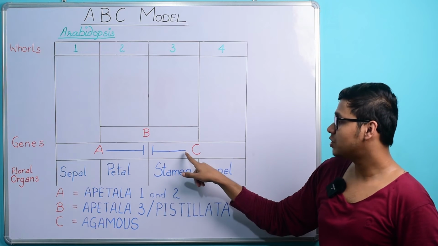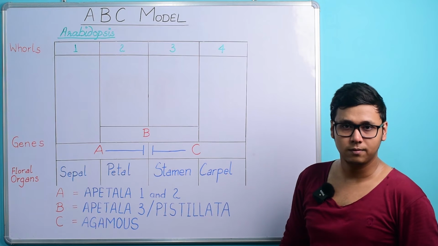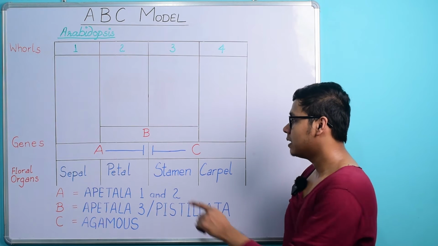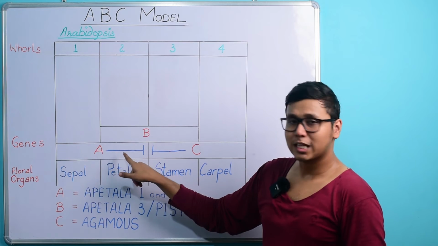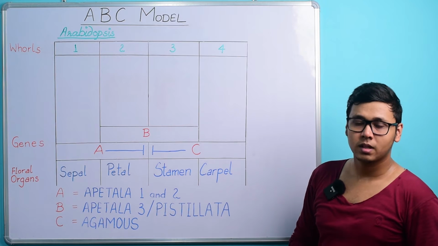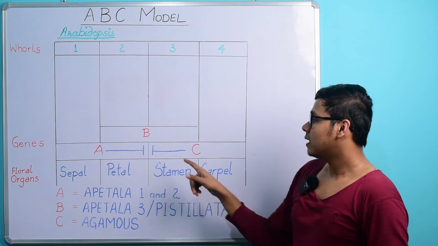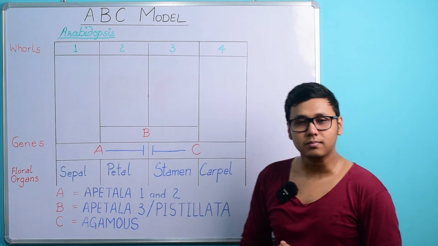So the expression of gene C is limited to only the third and fourth whorl. At the same time, gene C inhibits the activity or expression of gene A in the third and fourth whorl. As a result of that, gene A is expressed only in the first 2 whorls, right?